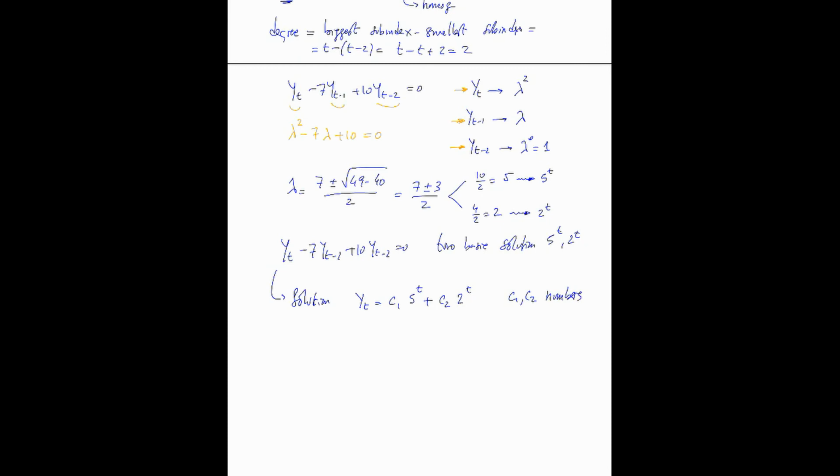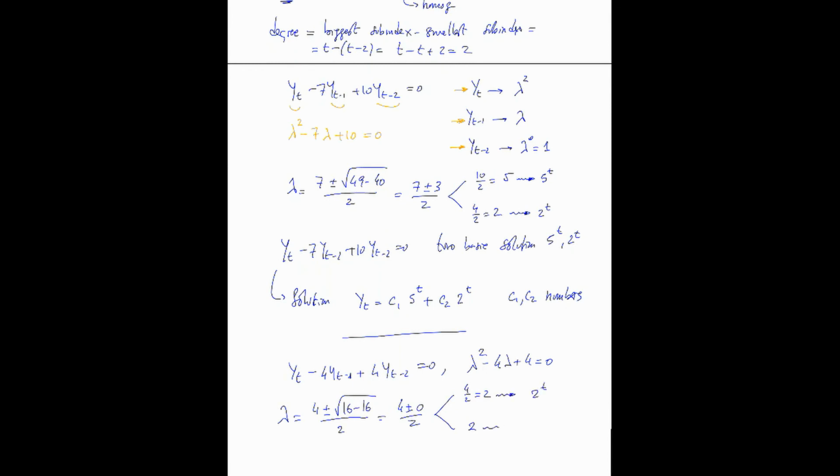Just one remark here: what happens in a case where we have repeated solutions? If, for example, our equation were something like y_t minus 4 times y_(t-1) plus 4 times y_(t-2) equals 0, or lambda squared minus 4 lambda plus 4 equals 0. Here, lambda equals 4 plus minus the square root of b squared minus 4ac, divided by 2. So this is 4 plus minus 0 divided by 2, and we have 4 over 2 and 4 over 2 also. This will give a basic solution 2 to the t, and both are the same. So actually, it's easy to check that the solution t times 2 to the t is also a solution of this equation.